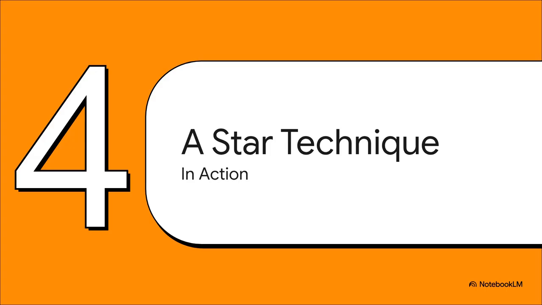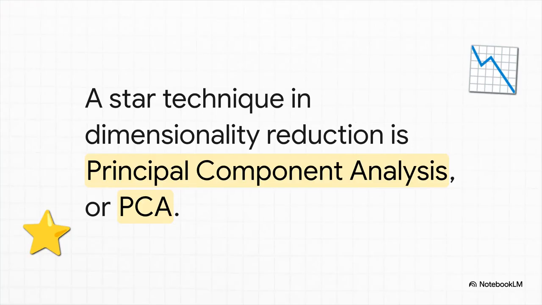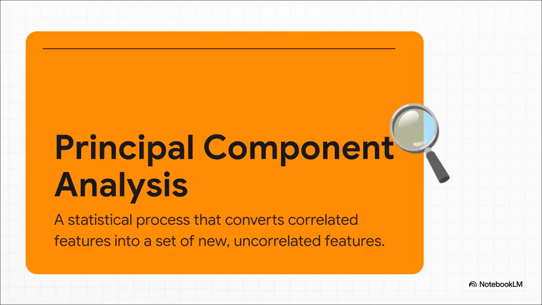So let's zoom in on a secret weapon for that second approach, feature extraction. This is a technique that's like a Michelin star trick in the data chef's kitchen. And that technique is called Principal Component Analysis, or just PCA. If you spend any time at all in the world of data science, you are going to hear about PCA. It is an absolute workhorse for simplifying complicated data. So what on earth does PCA actually do?